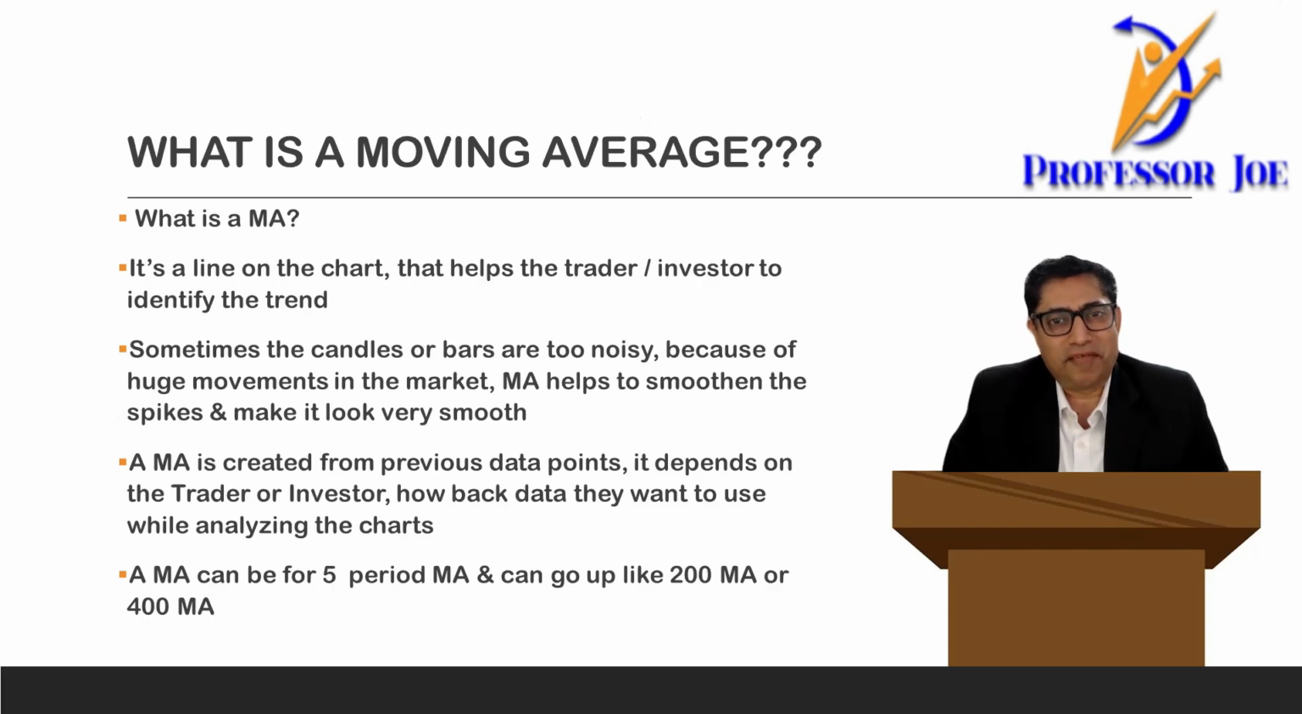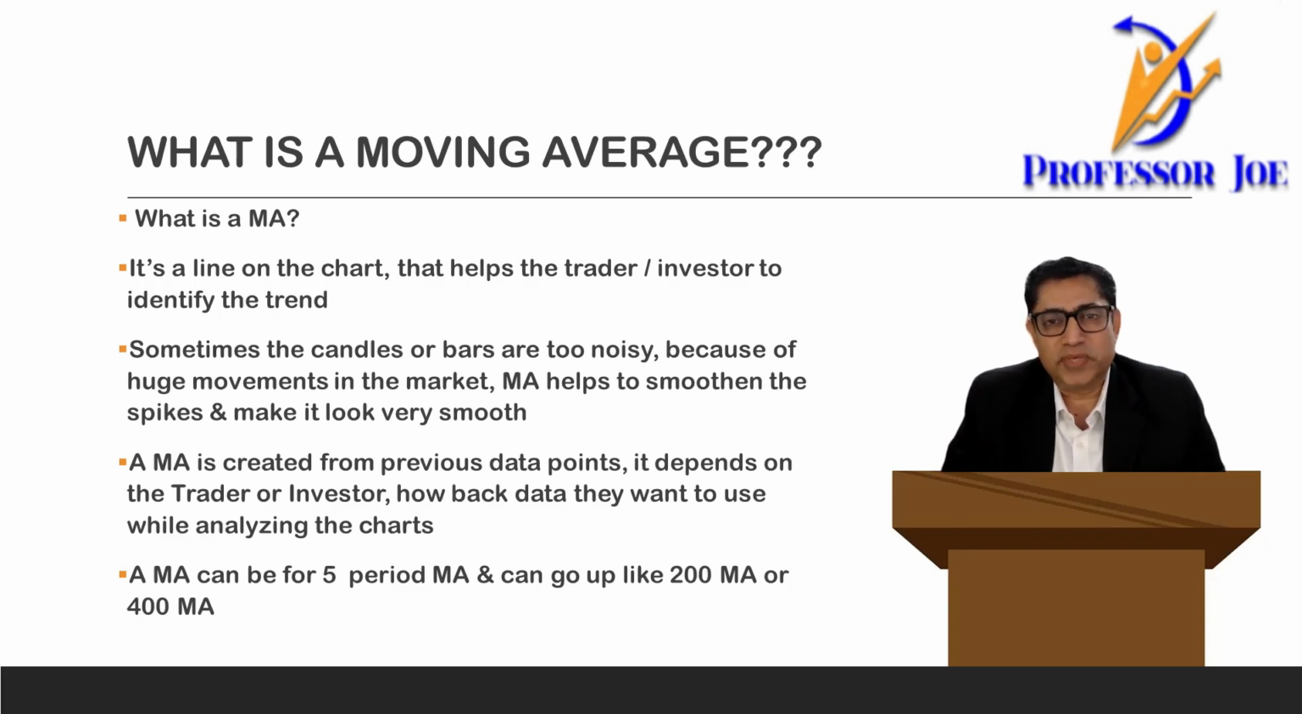Now, what is a moving average? A moving average is basically a line that you see on the chart, a line that is either going upwards or going downwards, or sometimes zigzag on the chart. That's basically a moving average. Sometimes the candles are very, very noisy. When the market moves up and down very quickly, the market is volatile, and then it becomes difficult to identify the trend. In such cases, moving averages help traders and investors to identify the trend.